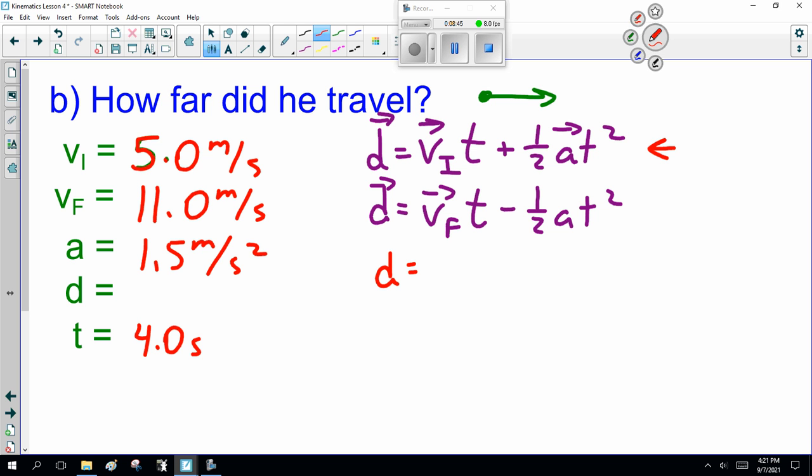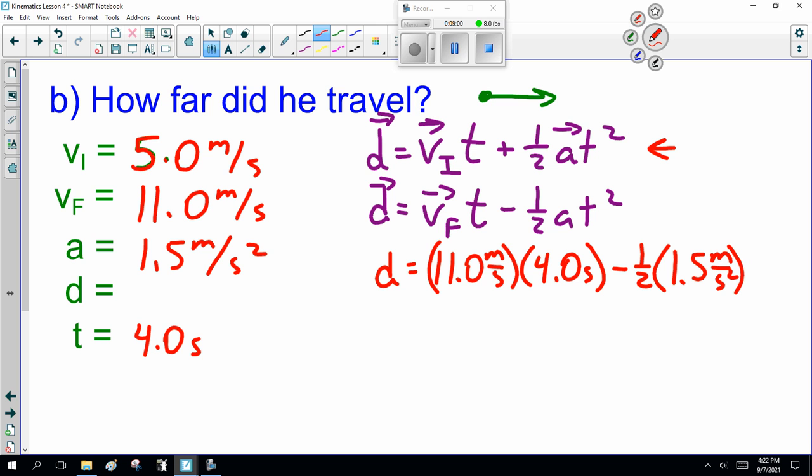The displacement is v final, 11.0 meters per second, times time, minus 1/2 the acceleration, 1.5 meters per second squared, and 4 seconds squared. Okay, so the displacement, or how far Bill traveled. Now, here we need a calculator. 11 times 4 is 44 meters. You can try that. 4 squared is 16, half of 16 is 8. That should be 12, I think.